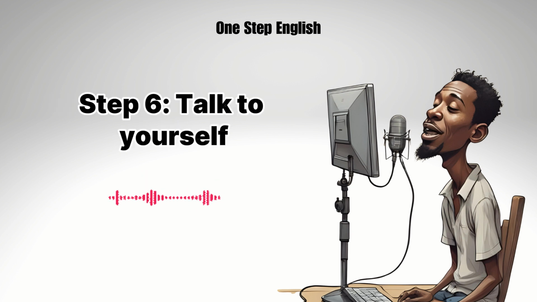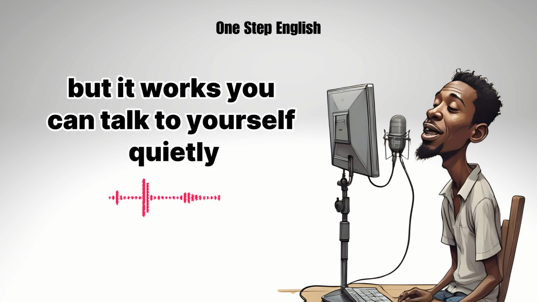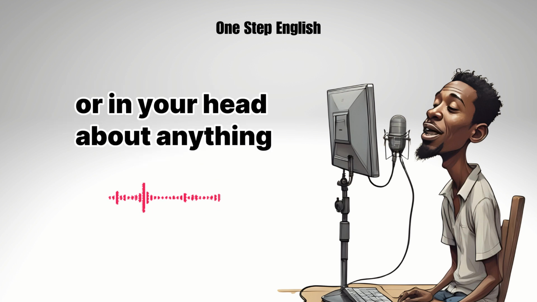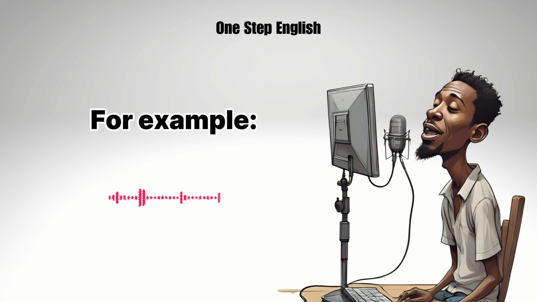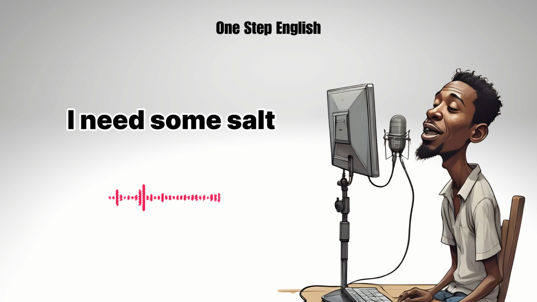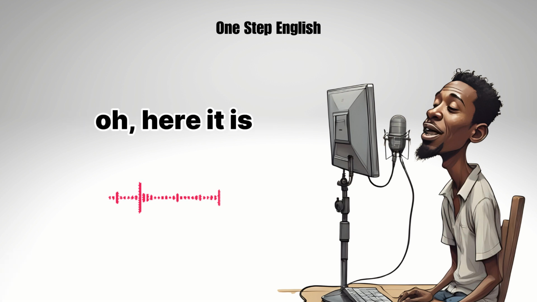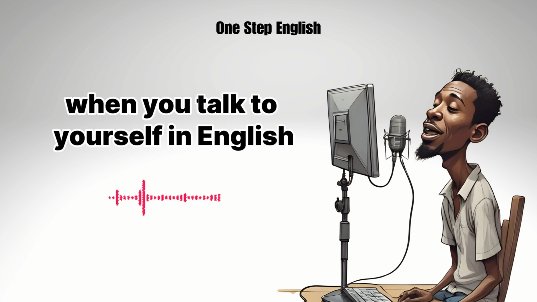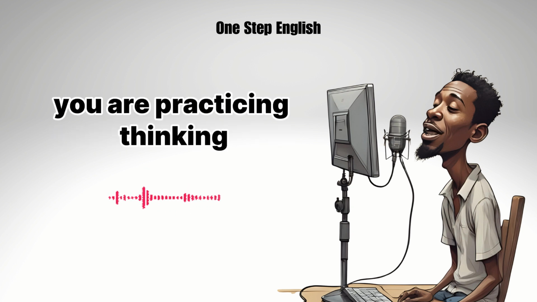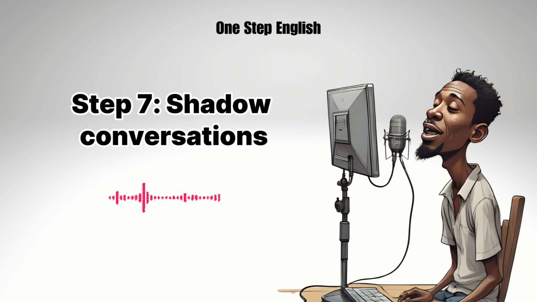Step 6. Talk to yourself. Yes, it sounds funny, but it works. You can talk to yourself quietly or in your head about anything. For example, while cooking, I'm cutting the vegetables. I need some salt. Where is the oil? Oh, here it is. When you talk to yourself in English, you are practicing thinking and speaking at the same time.